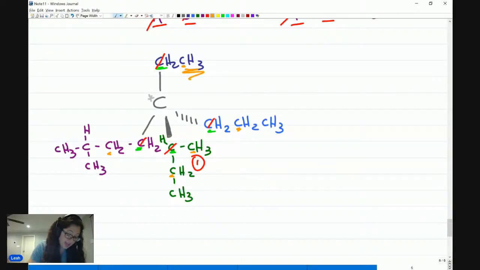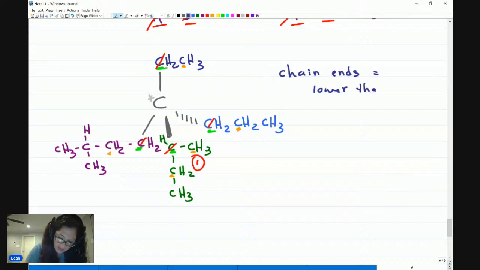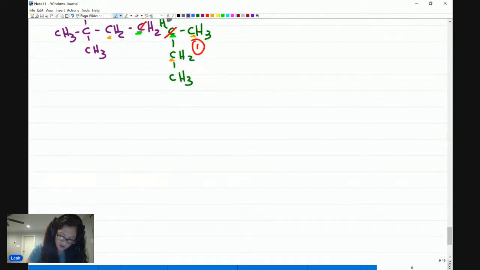If the chain ends, it's lower priority than a chain that continues. So let me start it as a rule and then show you why so that you can remember the rule and get it right. If the chain ends, it's going to be lower than a longer chain. Why does a chain ending make it lower priority than a longer chain? Let's look at just those 2. I have the ethyl group. And then I had the propyl group.